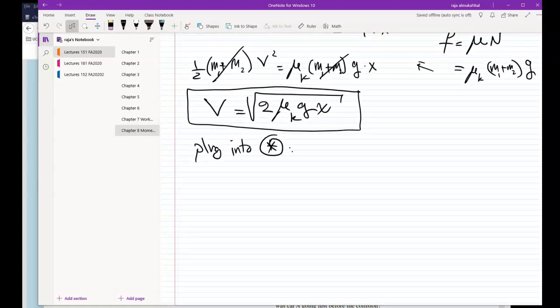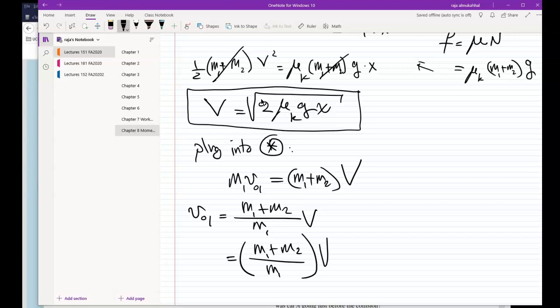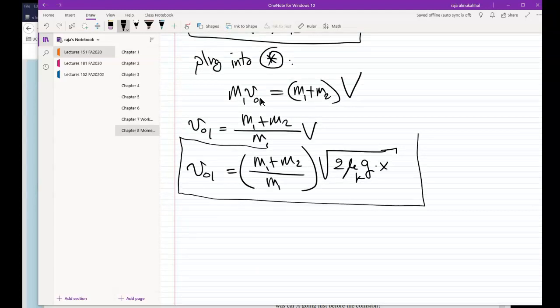Star says m1 v naught 1 equals (m1 plus m2) times big V. Now let me solve for v naught 1. That's going to be (m1 plus m2) over m1 times the square root of 2 mu sub k g x. And there we go, I have an expression. I agree with you, this is not an easy problem. That's why I want to do it. And we just plug in the numbers.